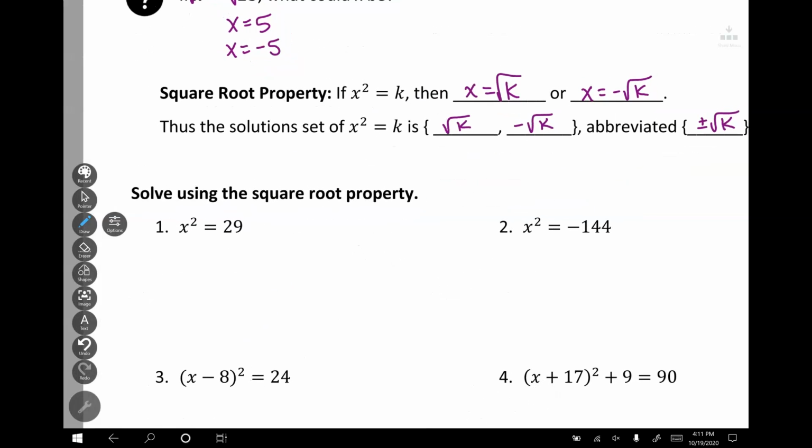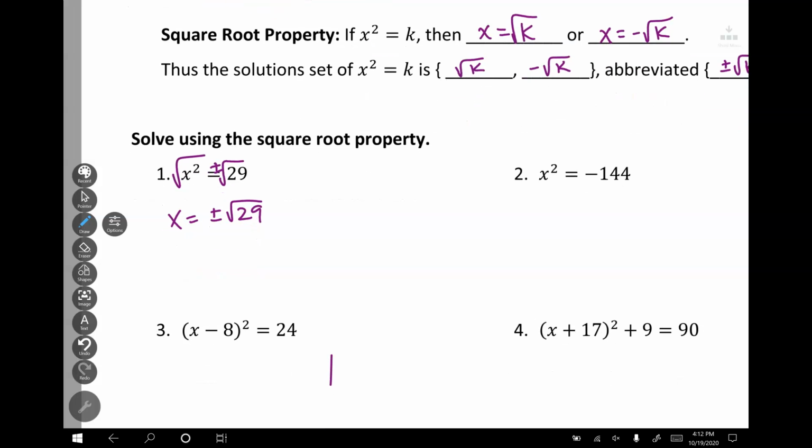All right, so let's see how this works. We've got x squared equals 29, so we're going to take the square root to solve, but you need to have that plus or minus. So x equals plus or minus the square root of 29. If you could simplify that, you would need to, but you can't simplify the square root of 29, so that's just your answer.